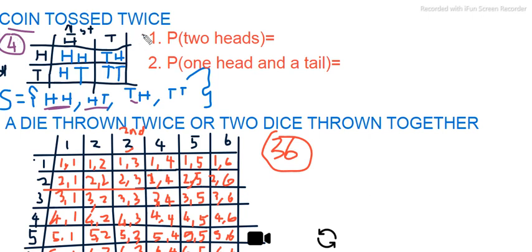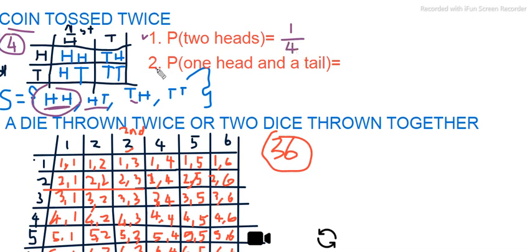The first question says, assuming the coin is tossed twice, what is the probability that we are going to have two heads? So we look at the sample space. In the sample space, how many two heads do we have? These are the only two heads we have. So we have 1, over the total, which is 4. So that will be 1/4.